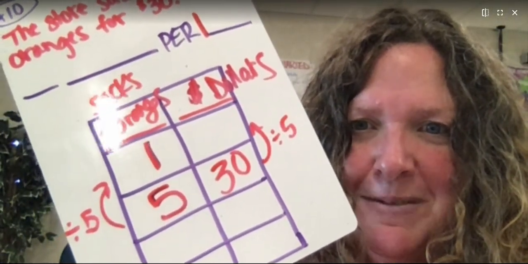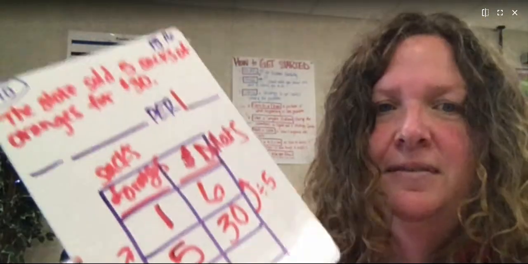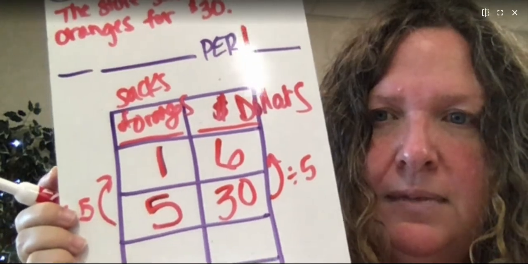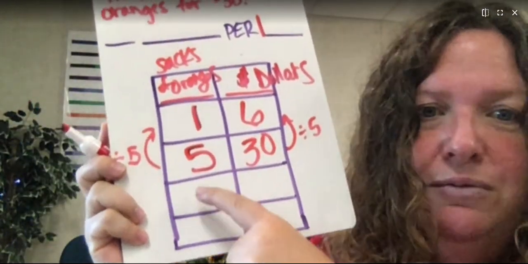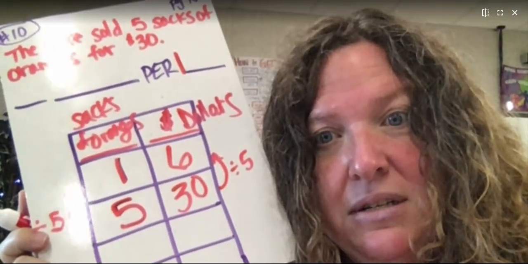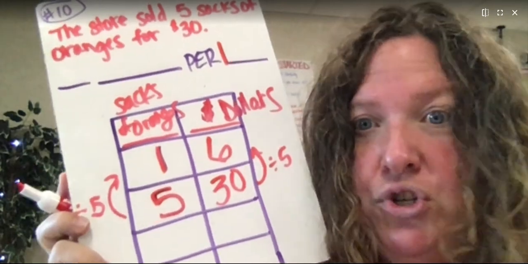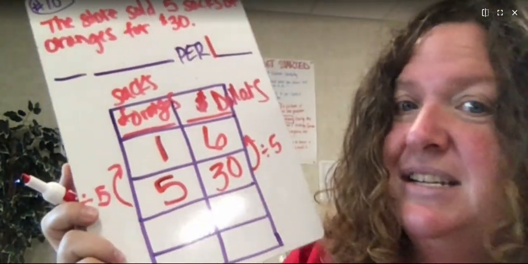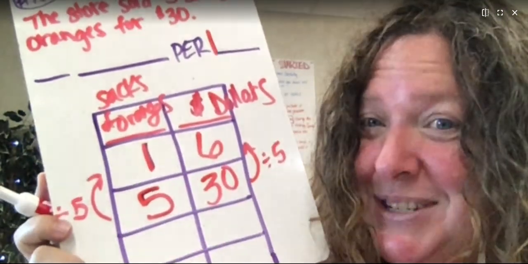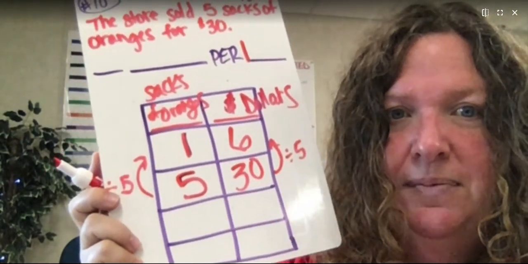What's 30 divided by 5? You might know that a math fact is 6. Now, you have 2 more spaces. You could tell us what 2 sacks of oranges cost, what 10 sacks of oranges cost. You could choose a really tricky number like 6 sacks of oranges. That might be tricky. So you fill out the rest of this table.